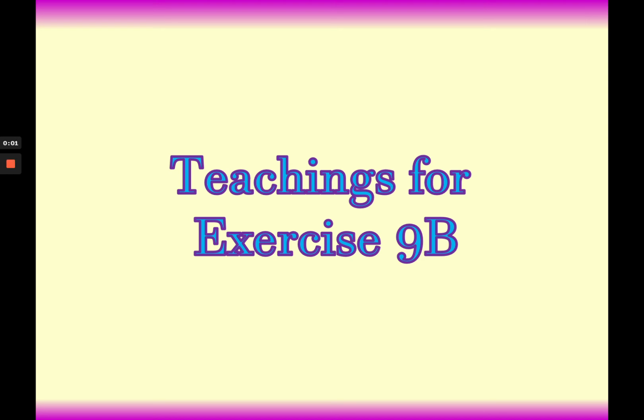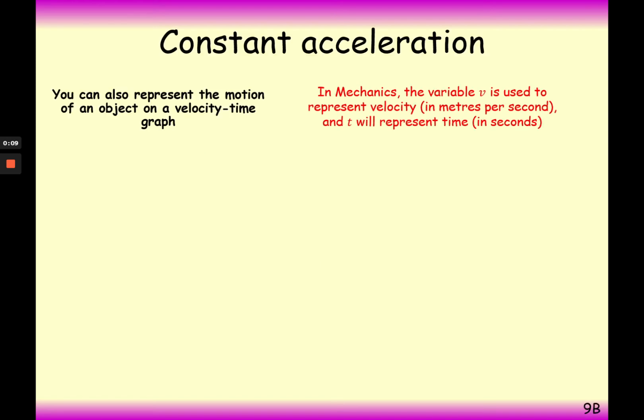Okay, so we're going to work through exercise 9b of the Pearson Applied 1 textbook, which is about velocity time graphs. In mechanics we use v to represent velocity, which is usually measured in meters per second, and t represents time, which is measured in seconds. Obviously that's all SI units, which is what we use most commonly.